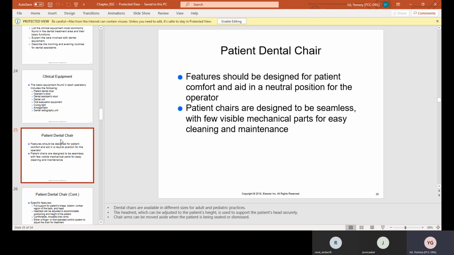So, the patient dental chair. Features should be designed for patient comfort and aid in a neutral position for the operator. Patient chairs are designed to be seamless with few visible mechanical parts for easy cleaning and maintenance. Why? The more grooves, buttons, little holes, or indentations it has, the more stuff will get in there, and it'll be harder to clean.